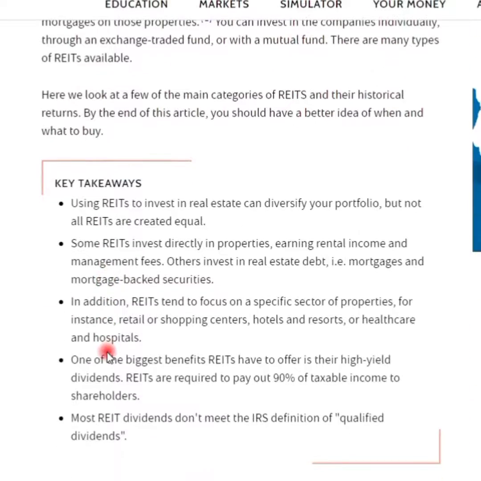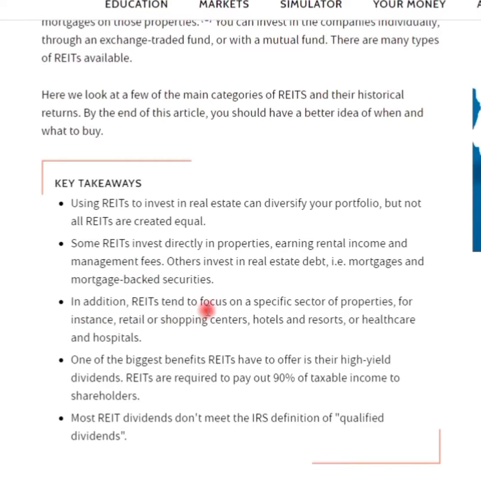So, the great takeaways of this article are: using REITs to invest in real estate can diversify your portfolio, but not all REITs are created equal. Some REITs invest directly in properties, earning rental income and management fees. Others invest in real estate debt, mortgages, and mortgage backed securities.